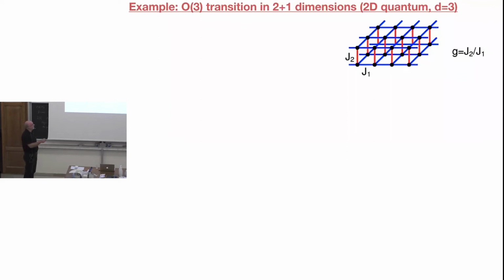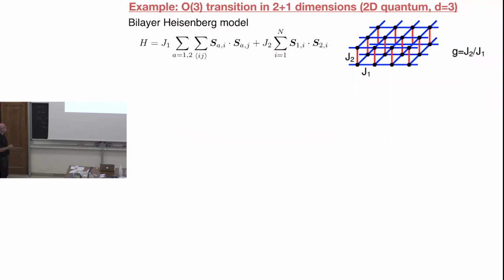Now you can also see when J2 becomes large, you tend to form singlets between the layers. When J2 is small or even 0, you have these Néel-ordered layers. So by increasing J2, you will get more and more singlets between the layers, and eventually you have an O(3) critical point where you go to a quantum paramagnetic phase, dominated by those singlets. So this is the Hamiltonian, Heisenberg couplings, all of them.